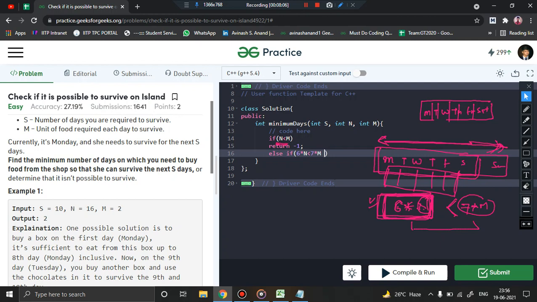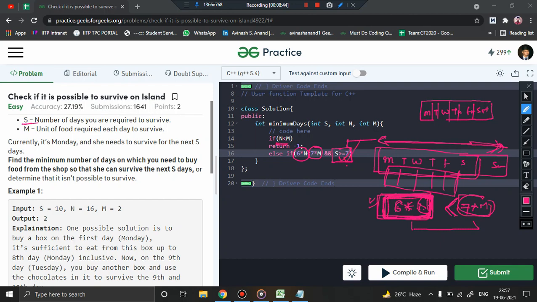And also one more condition: 6 into n less than 7 into m, and if it is asked that she has to live for more than 7 days, that is, if s is greater than or equal to 7. If 6 into n is less than 7 into m and s is greater than or equal to 7, that means she has to live for at least 7 days. Now what is the problem? 6 into n is less than 7 into m. It indicates that this food is not sufficient for a week and she wants to live for more than a week.